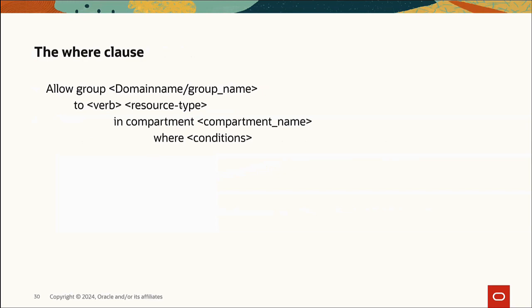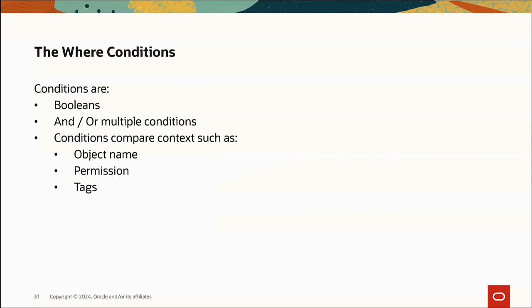Very quickly, we've seen how subject, verb, and object syntax works. Now we said that we can layer some granular controls on top of that. So here, in compartment name, this group name has some verb access to this resource type, and then you add a where clause. That is an extremely flexible syntax that allows you to specify certain specific object names. You can actually specify permissions.